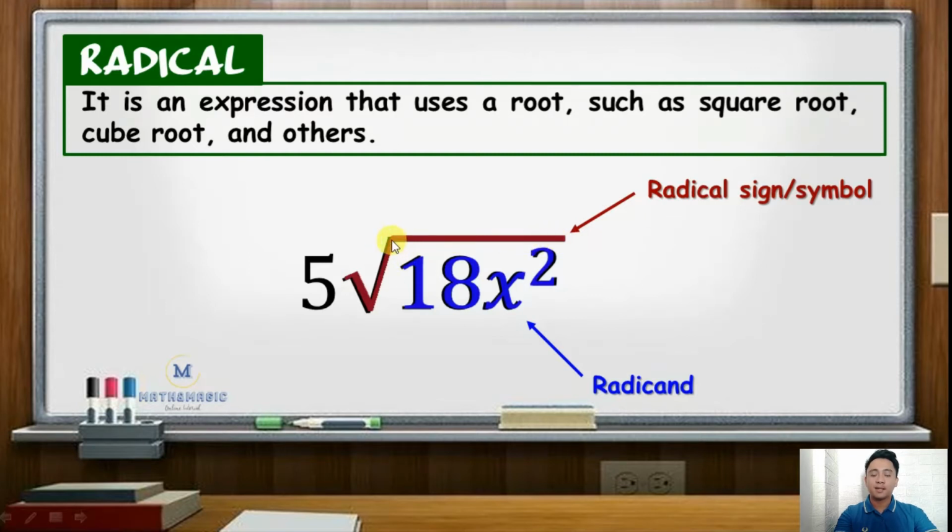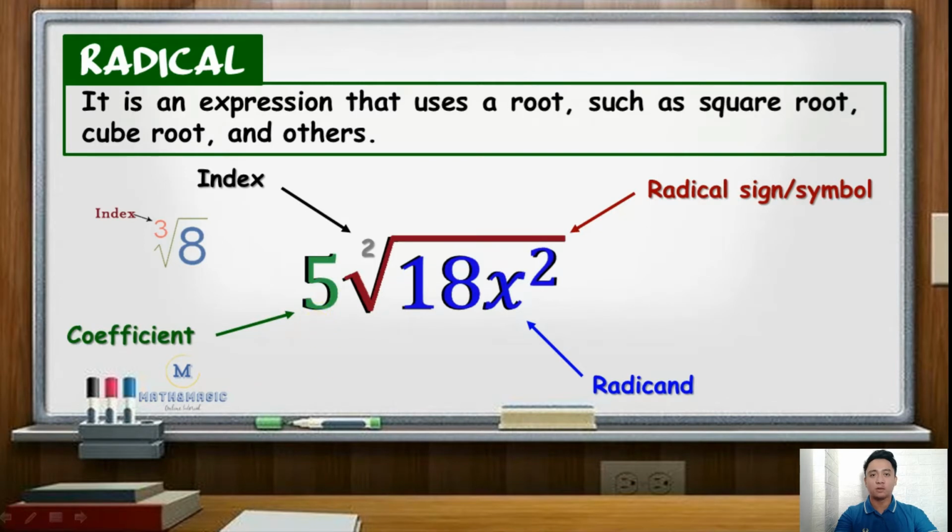Moreover, in this expression, 2 is the index. That is also the reason why we call this a square root. This implies an index of 2. Also, as you can notice, the number 2 in the index is not written. It is because the base value for an index is 2. If the index is higher than 2, one should write its value, like in the case of cube root, fourth root, and others. Lastly, 5 is the coefficient of the radical expression.